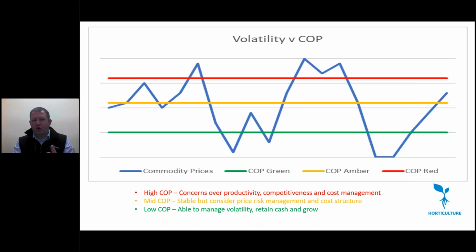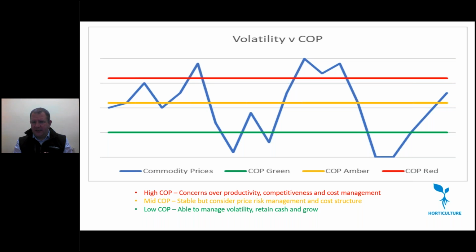If you look at the squiggly blue line, that's commodity prices, and it doesn't matter what commodity it is, but we all know that prices go up and down and move around, and we don't always expect to see them coming. And then we have red, amber, and green lines, which reflect different levels of cost of production. So if you're a red line producer, that in my mind is, you have a high cost of production, it's a high cost setup. From my perspective as a banker, I'd be looking at that going, oh, goodness me, I've got some concerns here over the productivity and the competitiveness of this business.